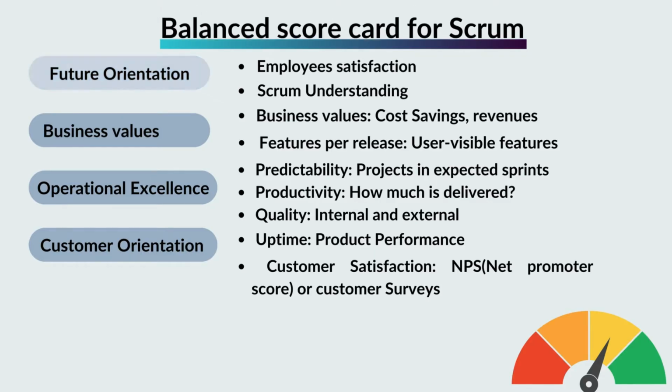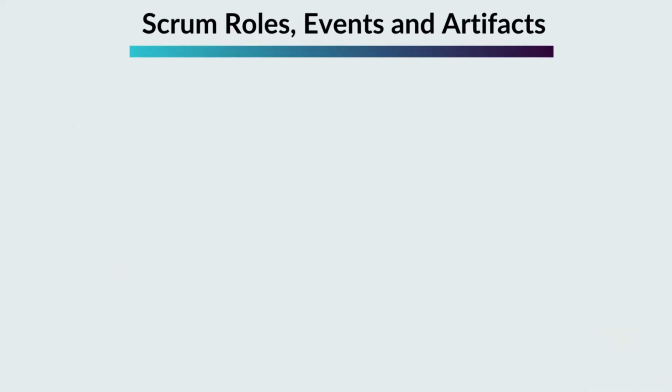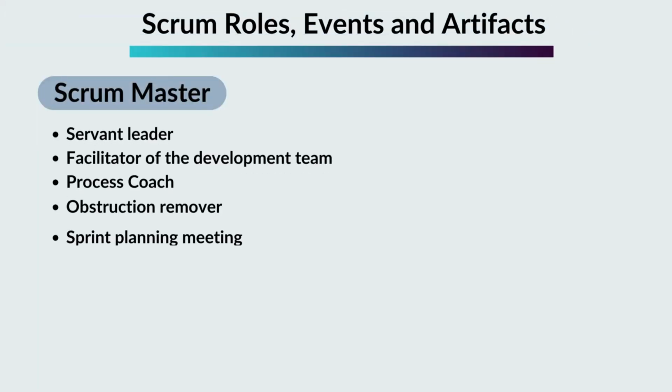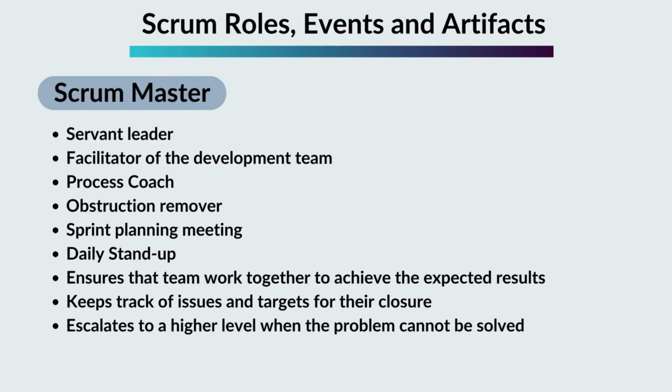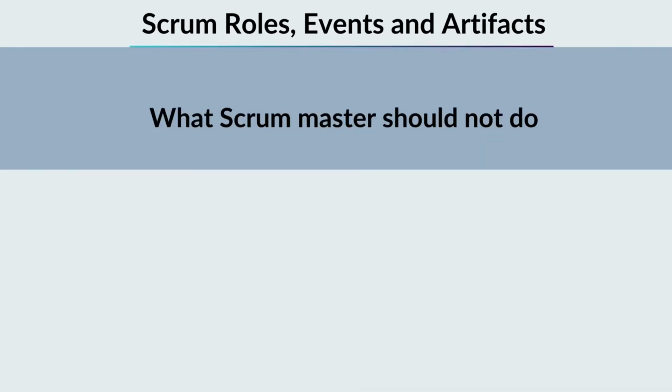Scrum roles, events, and artifacts. There are majorly three types of Scrum roles. The Scrum Master is a servant leader, facilitator of the development team, process coach, and obstruction remover, and takes part in the sprint planning meeting and daily stand-up. The Scrum Master ensures that the team works together to achieve the expected results, keeps track of issues and targets their closure, and escalates to a higher level when the problem cannot be solved.